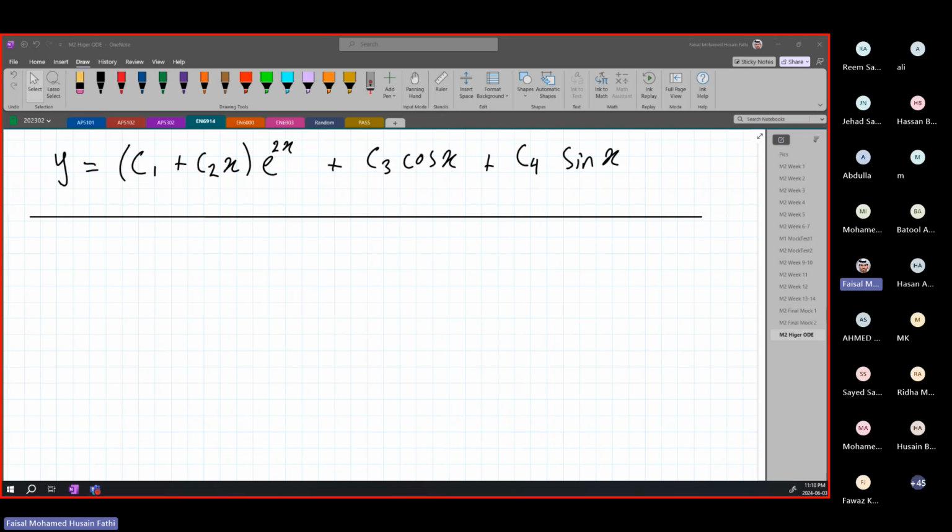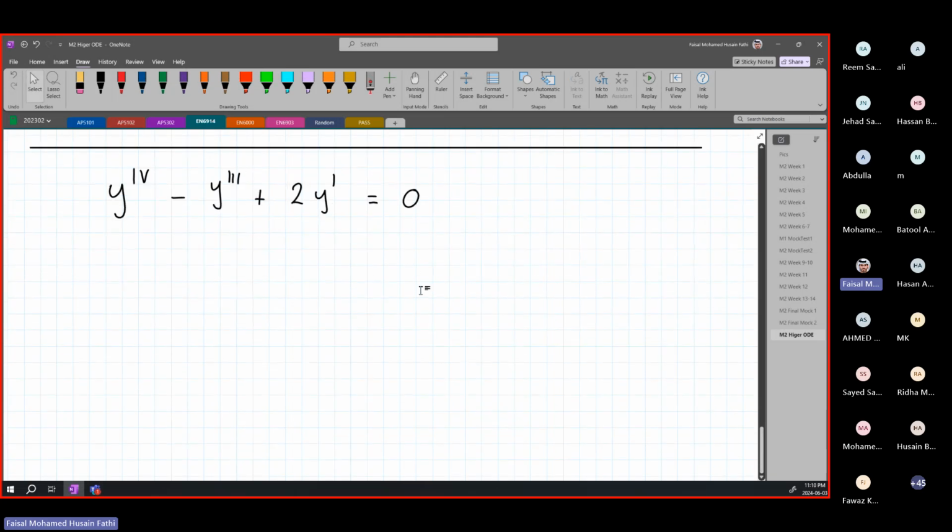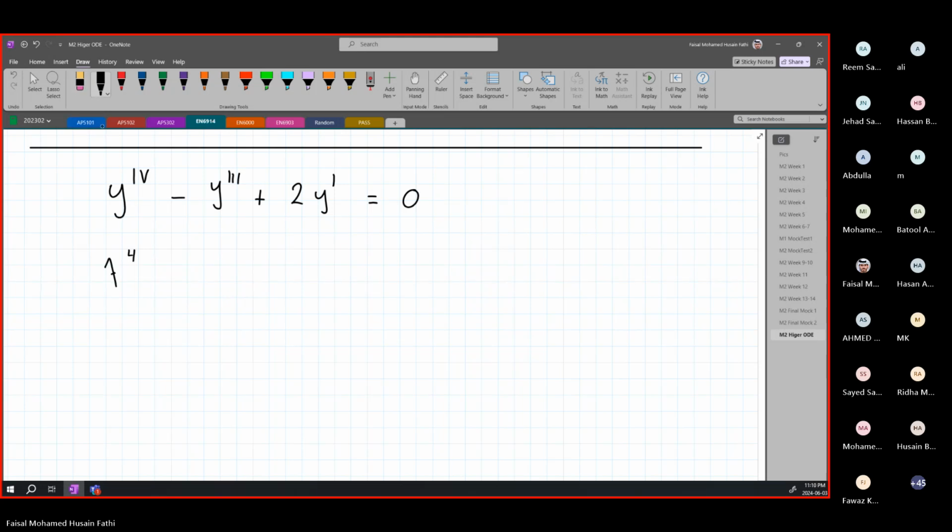So this equation is y to the power of 4, or I should say y4 prime, minus y3 prime plus 2y prime equals 0. Keep in mind here we are missing the second prime, so we don't have y double prime available. All right. So what does this mean when we are doing our auxiliary equation? We have lambda to the power 4 minus lambda to the power 3 plus 2 lambda, because this is power 1, equals 0.